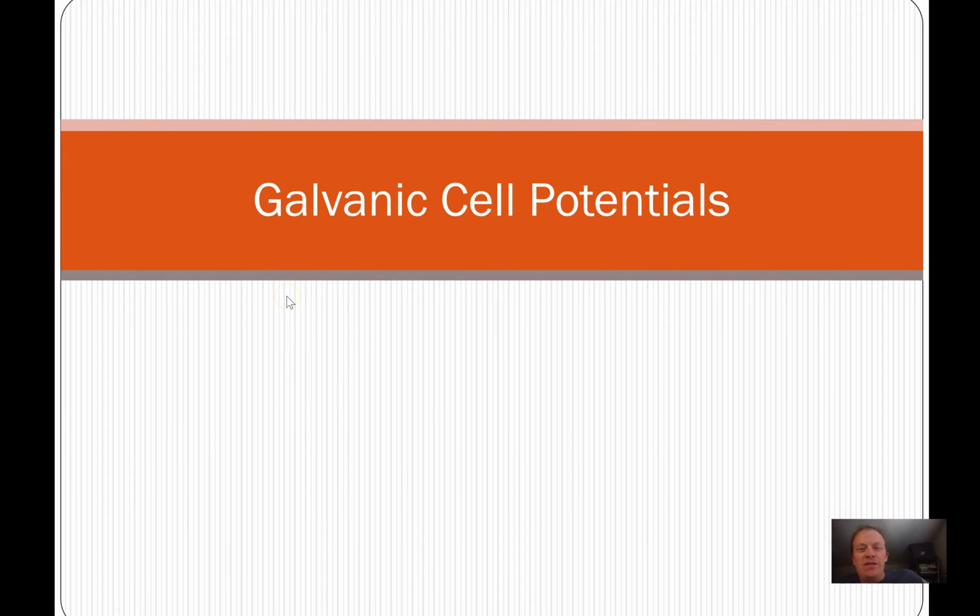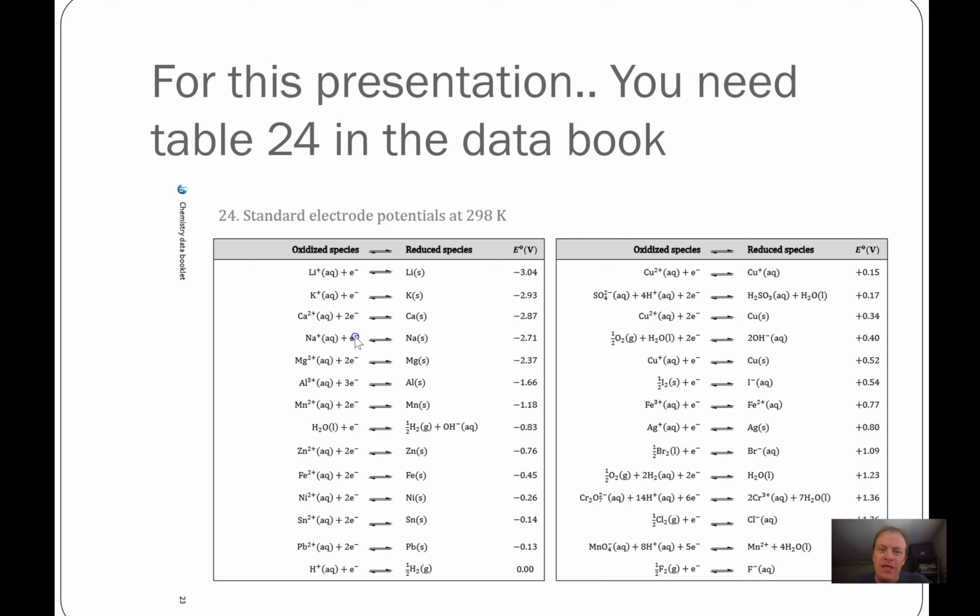This is about galvanic cell potentials, so we're going to get into some of the quantitative stuff related to galvanic cells and actually calculating the voltage that certain cells are capable of producing. You need a couple of things for this. You're going to need table 24 in your data booklet.